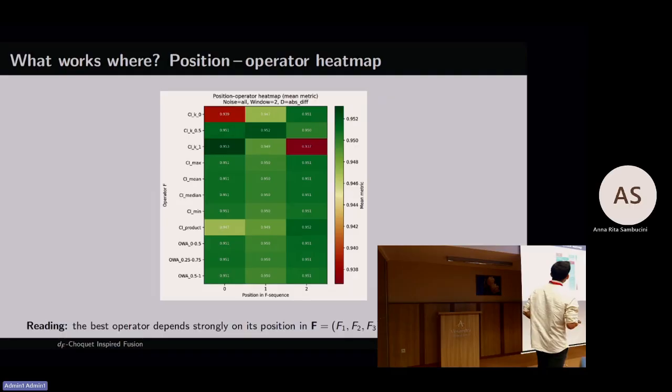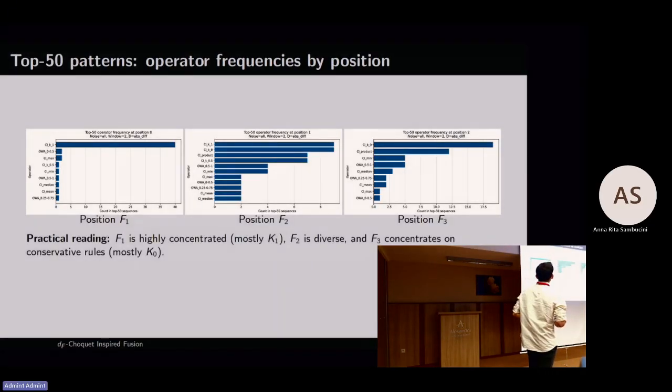For example, here you have a heat map of how each function works in each position. And you can see the same pattern: in the first position, the best one is the first constant. In the second position, the best one is the zero constant. And in the middle, it depends on the function. It's very similar.